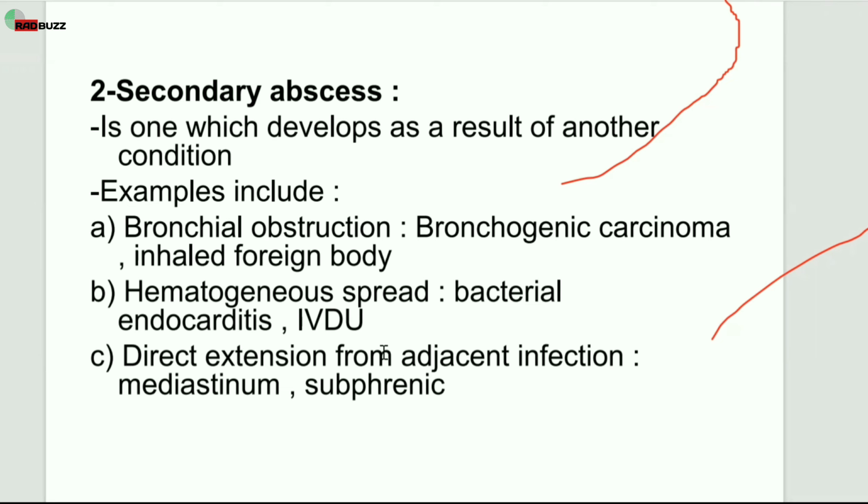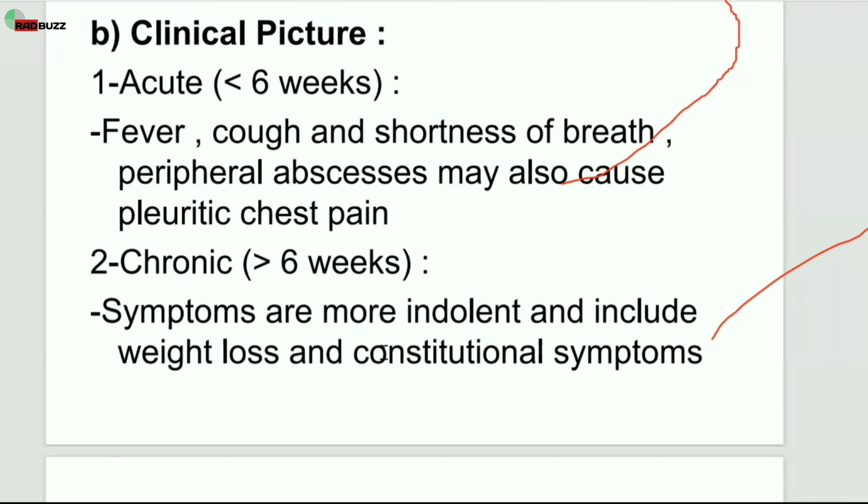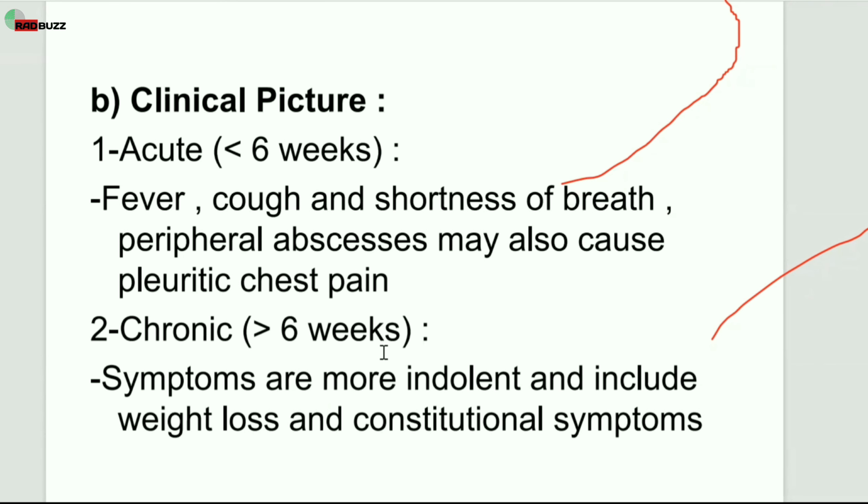And subphrenic, that means below the diaphragm, from the abdominal cavity the infection can come up and form an abscess within the lung. So abscesses can be acute or chronic. Acute is less than 6 weeks, with fever, cough, shortness of breath, and if they're peripheral, touching the pleura, it will cause pleuritic pain, and that is very, very bad. Chronic are the ones which have more than 6 weeks of appearance, and they may include weight loss in addition to these constitutional symptoms. Weight loss is a bad thing.